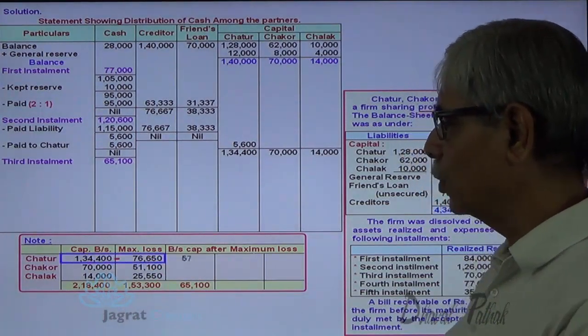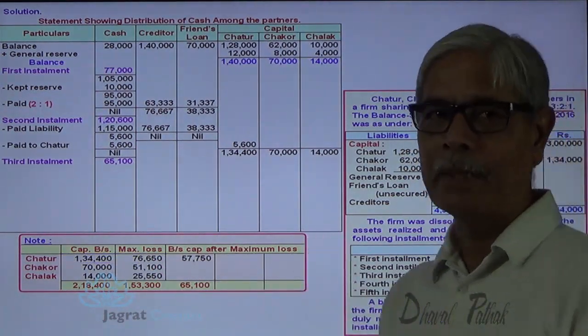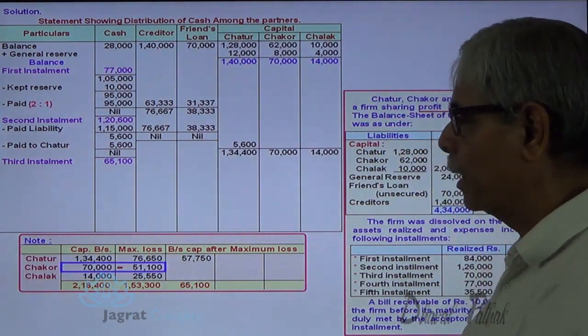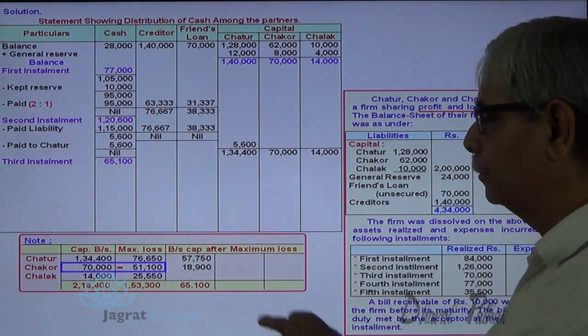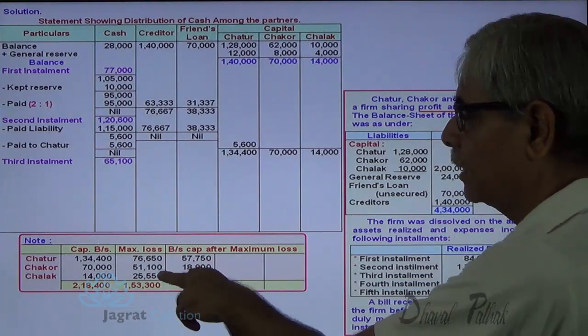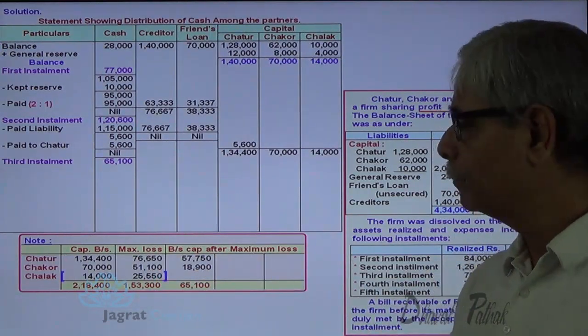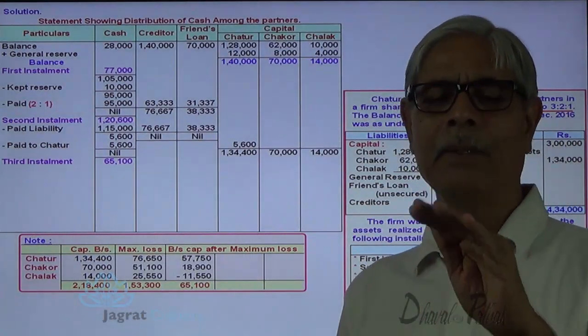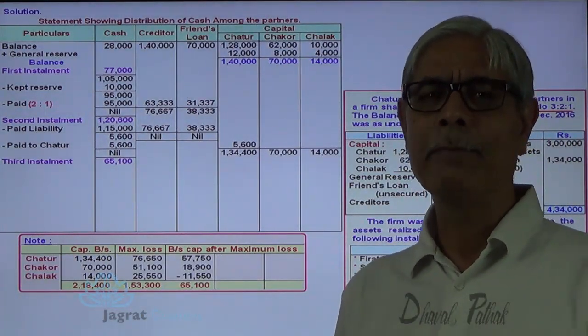Here in case of Chatur, you get a surplus capital, redeemable capital after meeting the loss, 57,750. Here also you get a capital available for redemption after meeting the loss. But here the loss is more than the capital available, so there is a shortage of capital. Now this is a capital shortage, capital deficit, the other word which I may use.